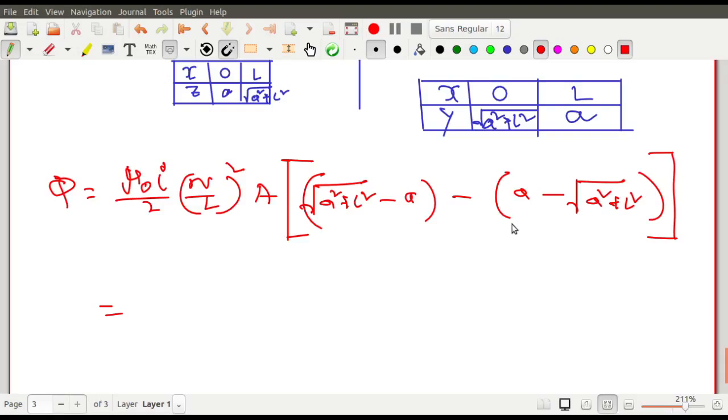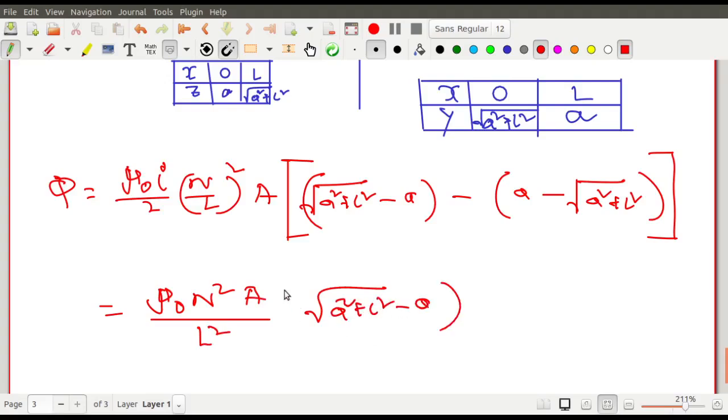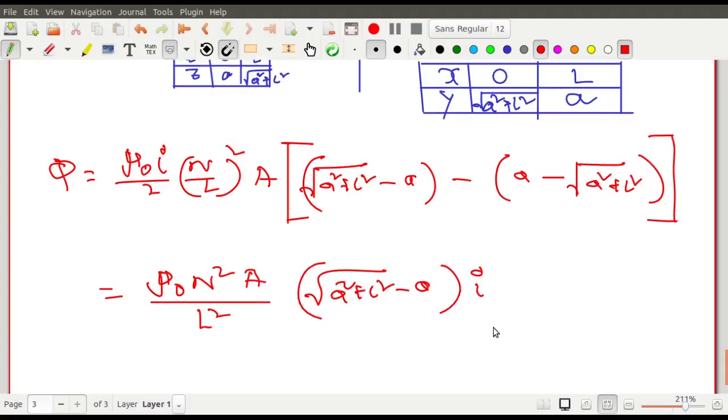Oh no, nothing gets cancelled here. Minus minus plus, so nothing gets cancelled, it is just 2 times. So this becomes 2 times and 2 gets cancelled. So I have mu 0 n square capital A pi l square, 2 gets cancelled, root over a square plus l square minus a, multiplied to I.